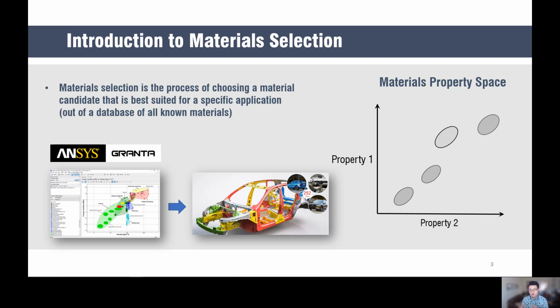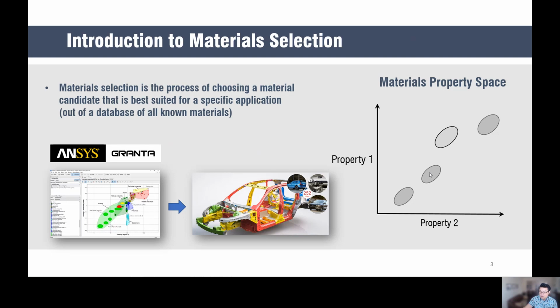Graphically, I want to show you a 2D version. So we have property 1 and property 2. Let's say you are designing for a hypothetical problem where property 1 is desirable and property 2 you actually want to minimize. Then we are going to be asking, okay, which material is best? Well, we need to draw a ratio, so maybe the ratio of property 1 over property 2.